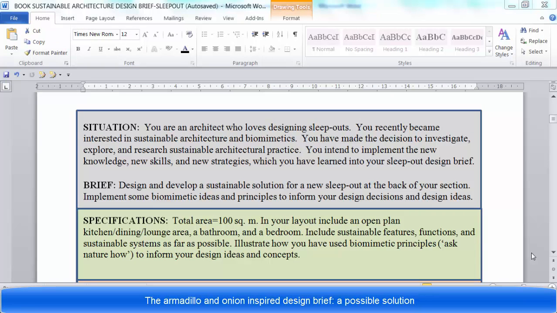The Armadillo and Onion inspired sleeper. Let's look at the situation, the brief, and the specifications.